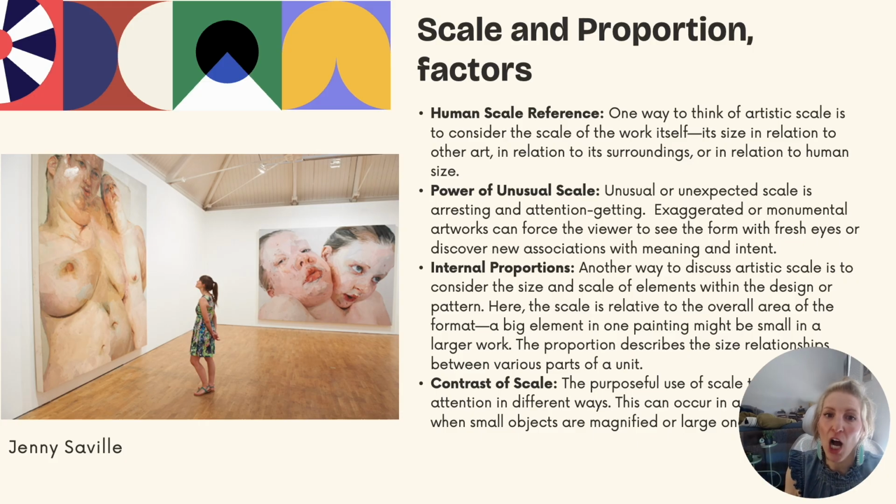And then we have contrast of scale. This is the purposeful, intentional use of scale to attract attention in different ways. This can occur in a composition when small objects are magnified and exaggerated, oversized, or when objects are reduced from the typical scale at which they would appear. So we might see a water bottle exaggerated to be the size of a house, and a house reduced to be the size of an ant.